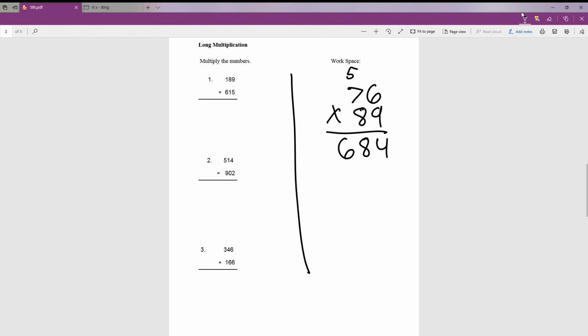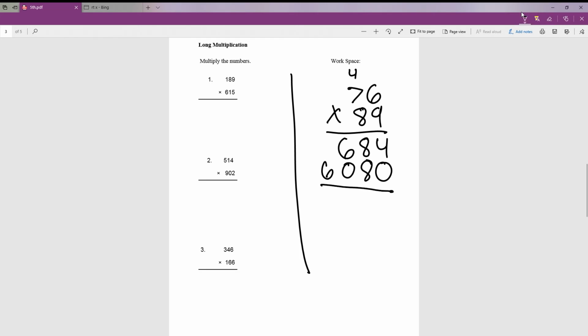And now I have to do my 8. But I'm not just multiplying 8 times 76. I'm multiplying 80 times 76. So to represent the 80, I have to put a 0 here. And now I can multiply regularly. So what's 8 times 6? It's 48. And I will put a 4 up here so that I remember to add it later. Now what's 7 times 6? That's 56. Add the 4, and that makes it 60.